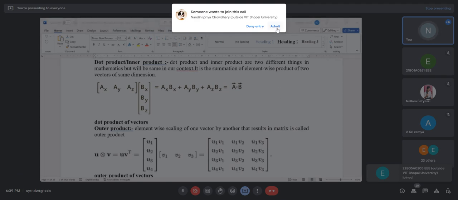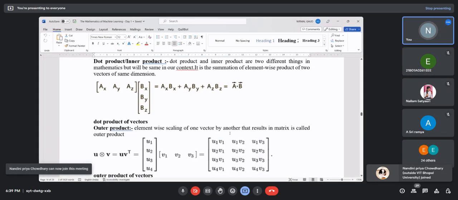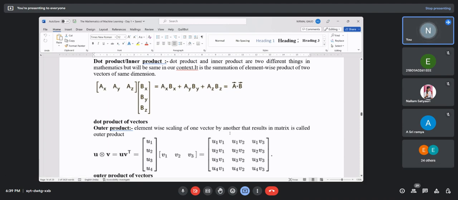The dot product says A dot B. We have also seen that in the case of the dot product, or inner product, if vector A dot vector B is done, the result is magnitude of A multiplied by magnitude of B times cos theta, and theta is the angle between the two vectors. That's what we have already seen.